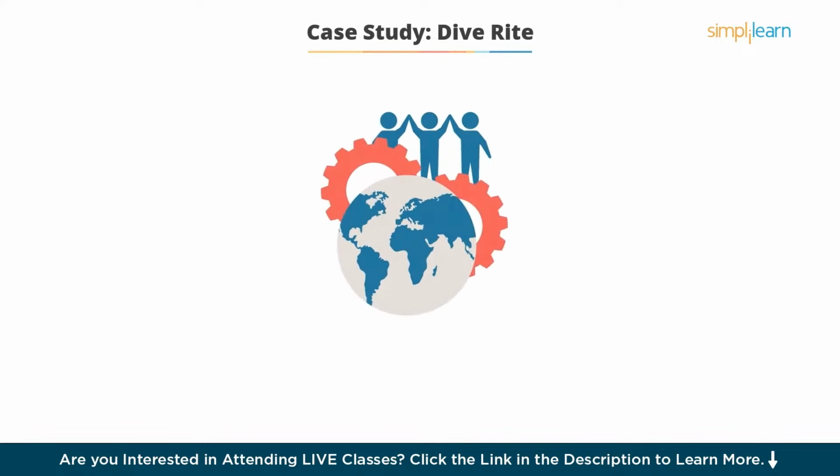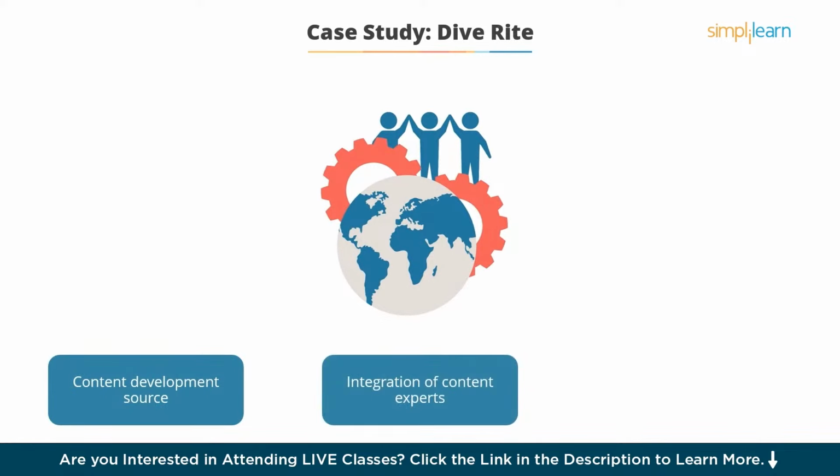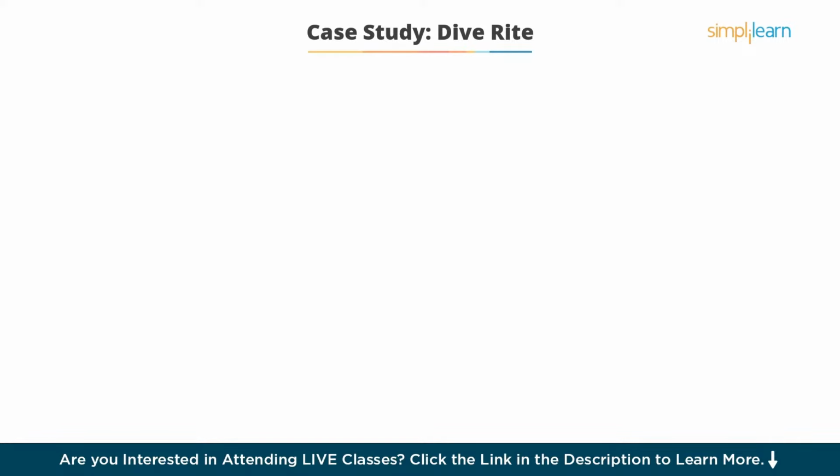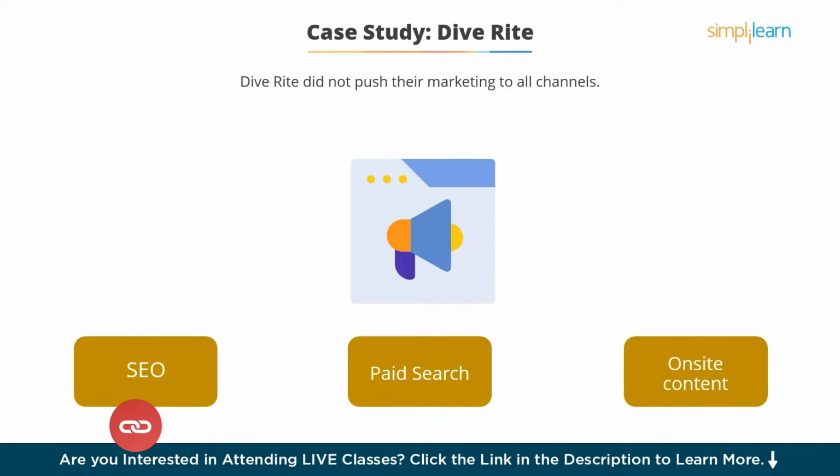From a resources standpoint, evaluate where the content was developed and the integration of content experts from within and outside the company, and how they integrated customers into the process. Finally, observe that they did not push their marketing to all available channels. Instead, they limited their initial push to a few specific channels: search engine optimization, paid search, and on-site content.